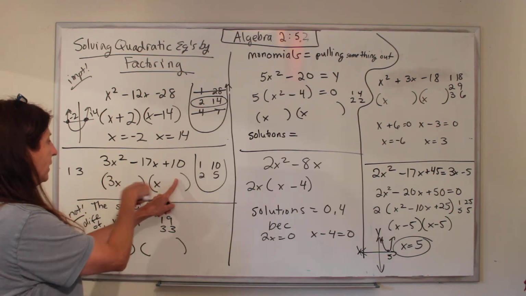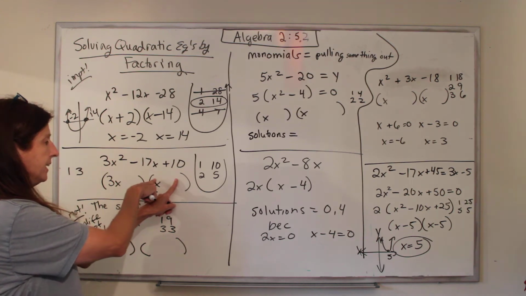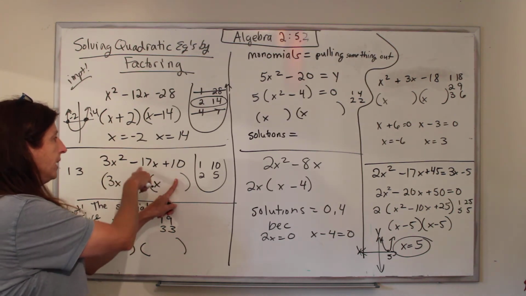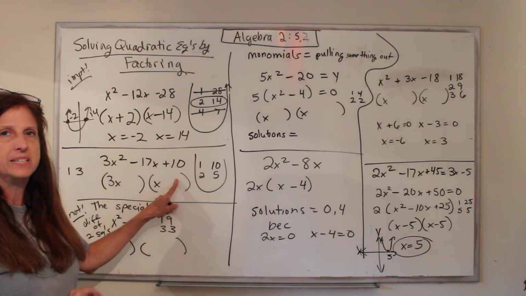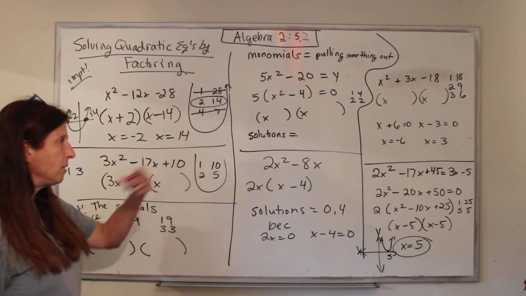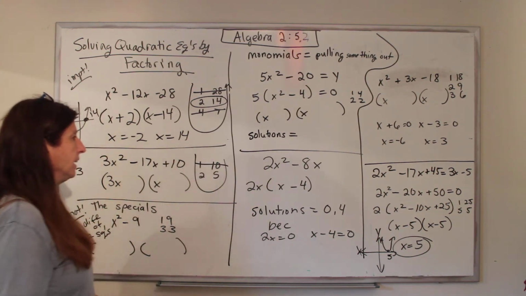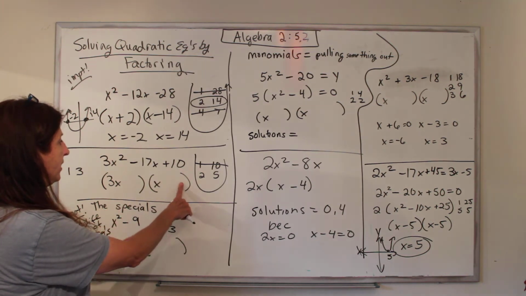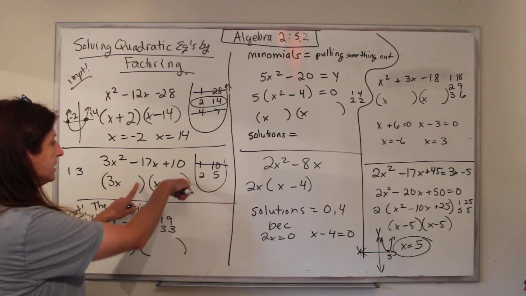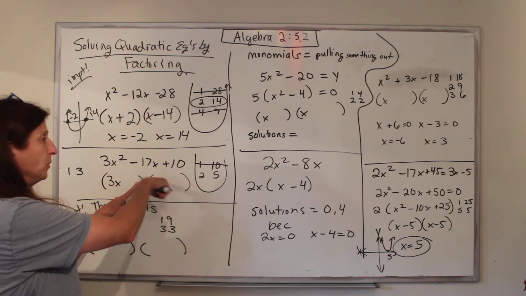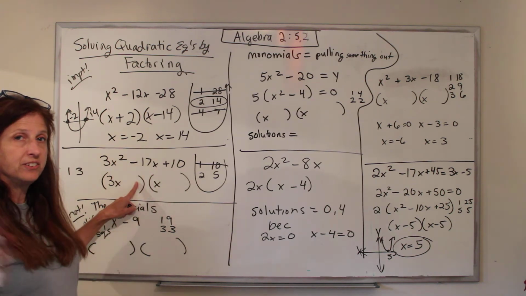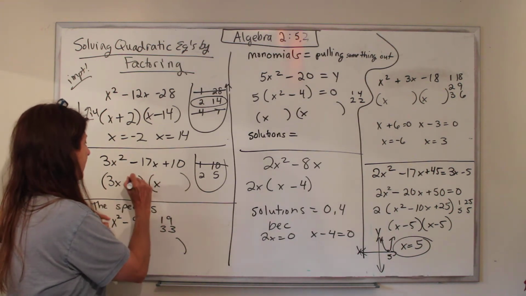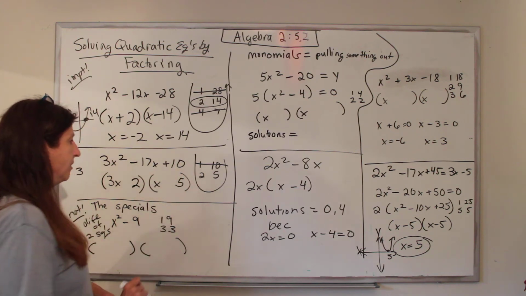Here it would be 1 times 3 and 10 times 1, and 3 and 10 cannot be 17. So I'm eliminating 10 and 1. I'm going to try 2 and 5. Okay, so if I put 5 here and 2 here, this is 15 and that's 2. And 15 plus 2, ding ding ding, is 17. So I'm going to put a 2 here and a 5 here.